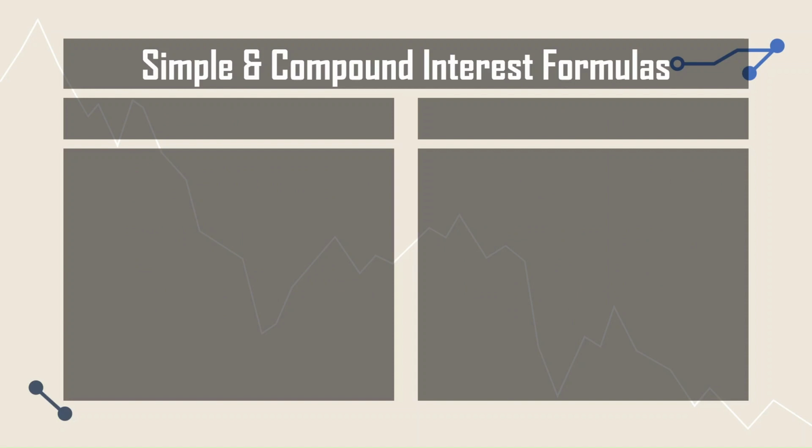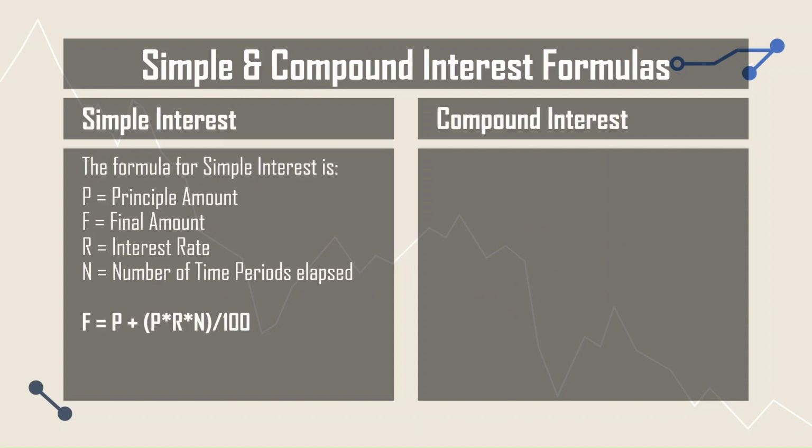So now let's look at the formulas. The formula for simple interest is F equals P plus P times R times N divided by 100, where P is the principal amount, F is the final amount, R is the interest rate, and N is the number of time periods elapsed. So the final amount is the principal amount plus the principal amount times interest rate times number of time periods elapsed, and these three divided by 100.